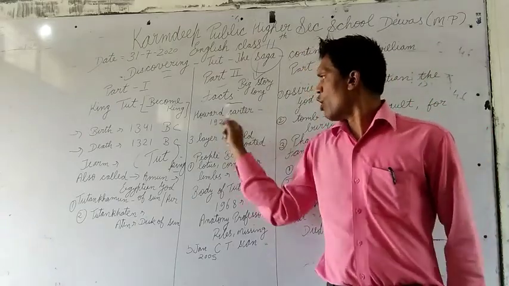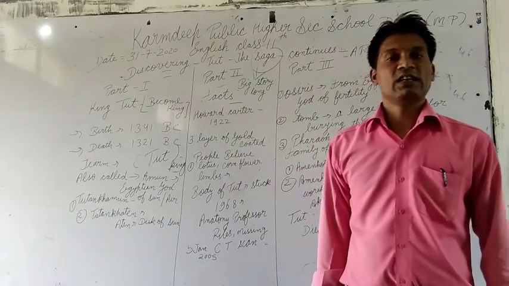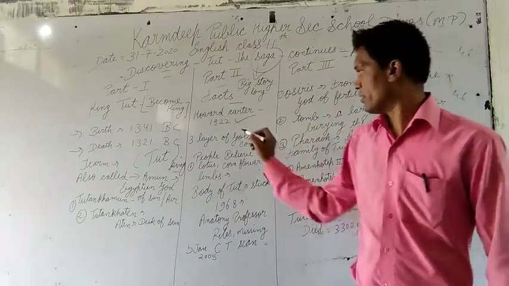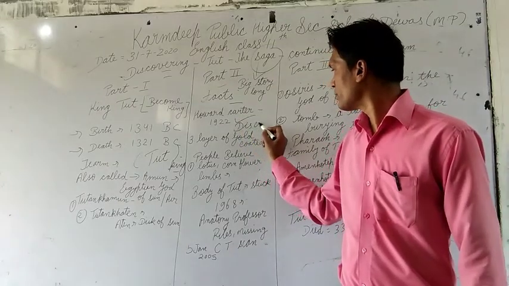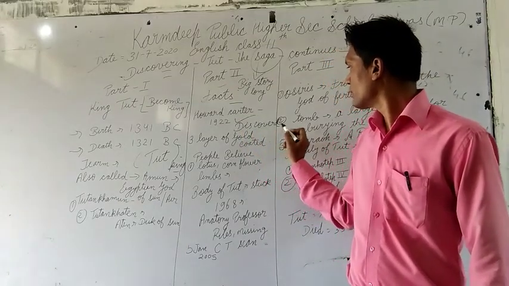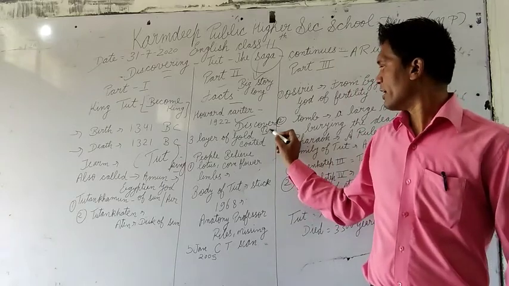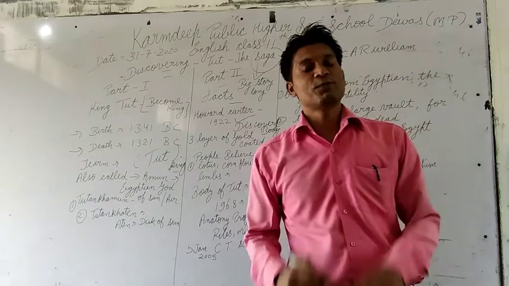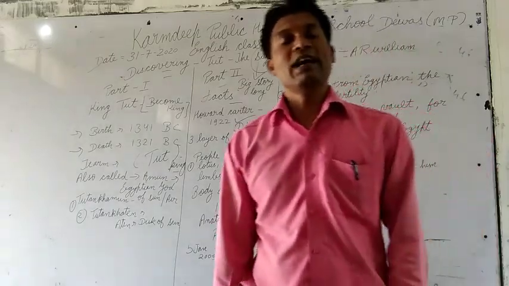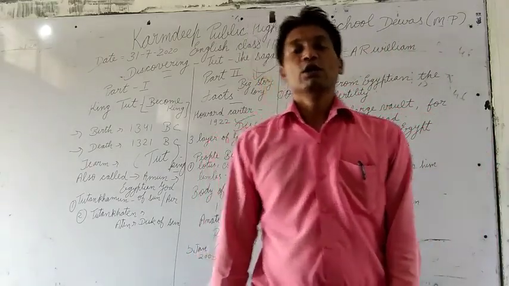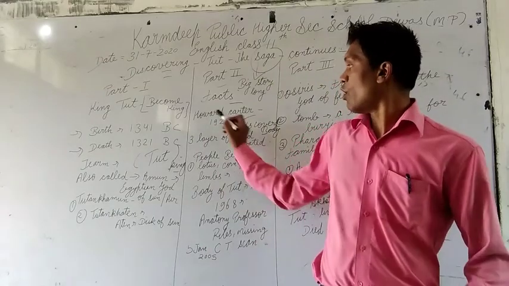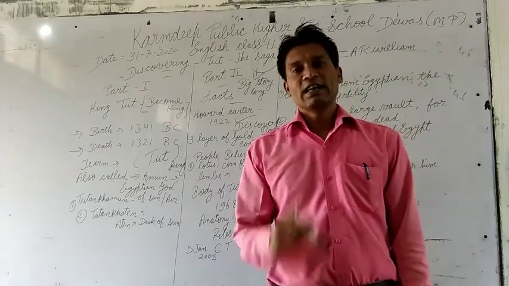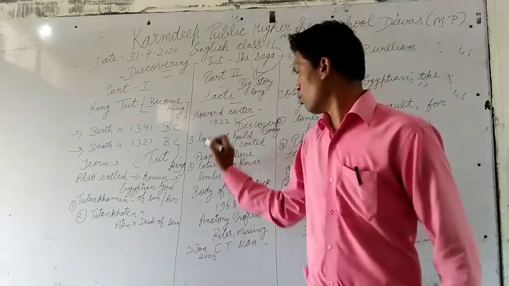See, Howard Carter, the scientist, discovered in 1922. What has he discovered? He discovered a body. The body was an Egyptian mummy. You have to remember it. I have given you the word meaning also. So Egyptian mummy, Howard Carter in 1922 discovered the body. It is 26 feet down.